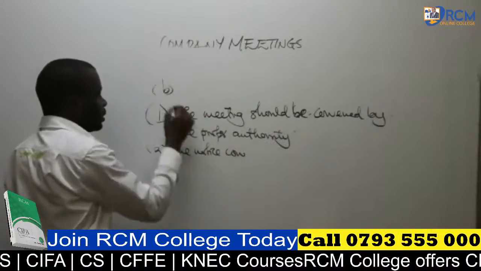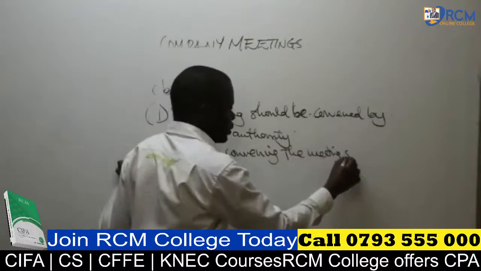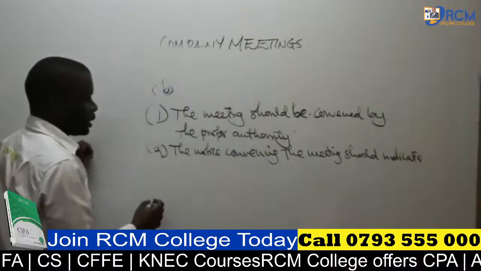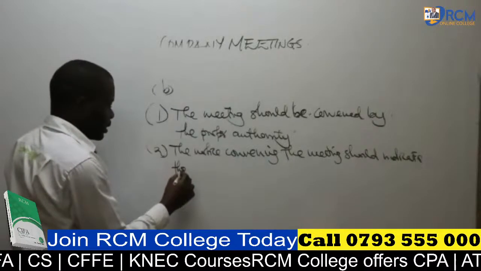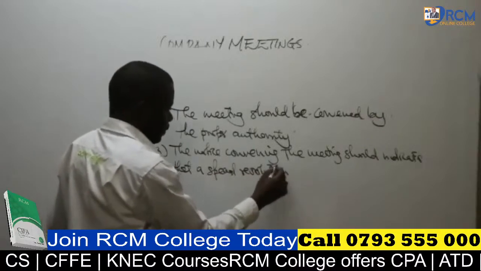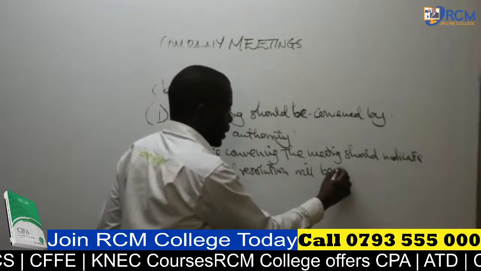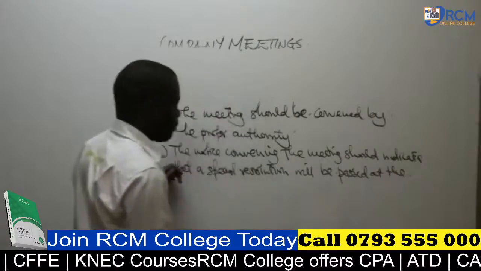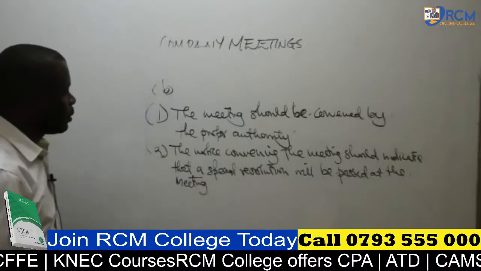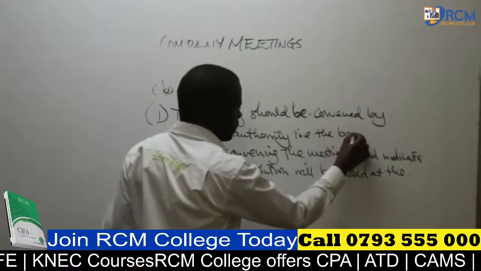So this is part B, the notice convening the meeting should indicate that a special resolution will be passed at the meeting, i.e., here you can put i.e., the board of directors.